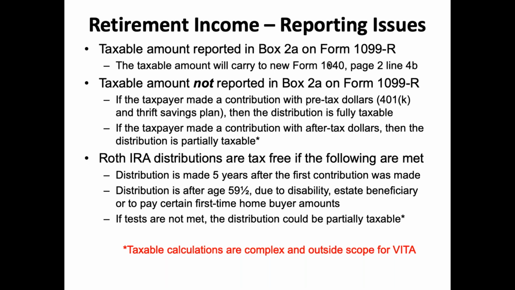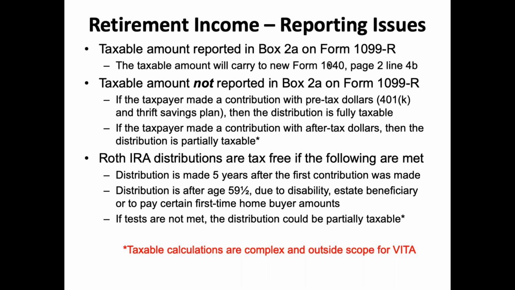Typically, that'll be showing that there is zero amount of taxable distribution in box 2A, and that will be fine. However, if the tests are not met, then the distribution can be partly taxable. And again, similar to what we had run into with the 1099-R, with the 2A amount, if there is a partial taxability for a Roth account, that is outside the scope of VITA, and we cannot prepare the return.